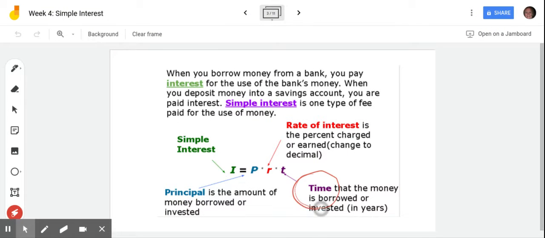Time is how long you're going to borrow or how long you're going to have that money in the account. The rate is how they're going to figure out how much money they're going to tack onto the price or you're going to get added to your account. And that's usually given to you in a percent. And for this formula, that percent needs to be changed to a decimal.